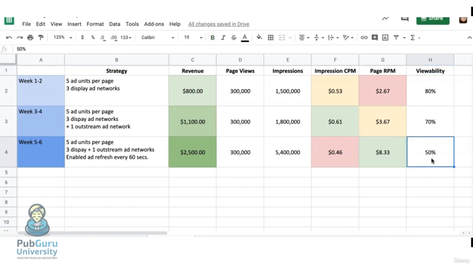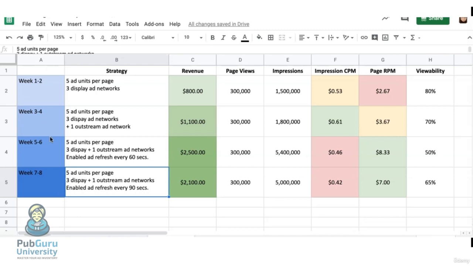If you see viewability dropping, you have to start experimenting. Like, for example, you're now refreshing your ads every 60 seconds. You might want to increase that to 90 seconds. So you only refresh the ads every 1.5 minutes. Then monitor closely if your page RPM is not compromised that much. Are you still earning more? And at the same time, are you increasing viewability? That's the situation where you want to be.